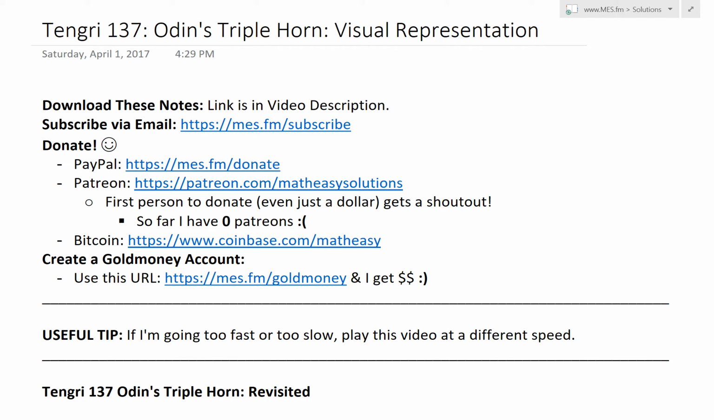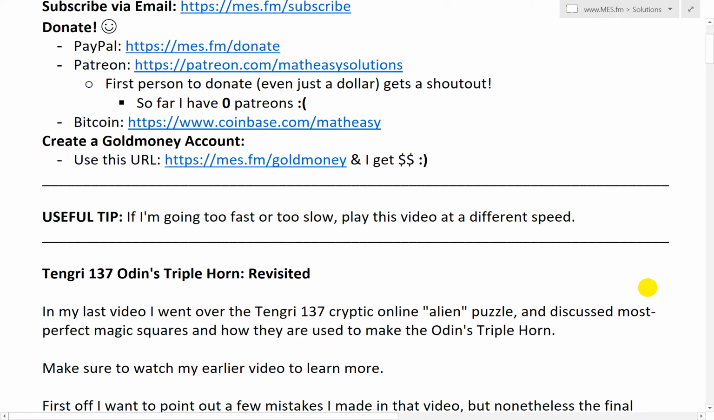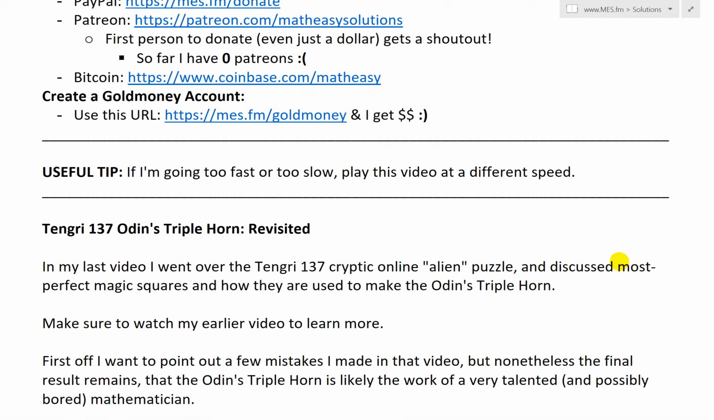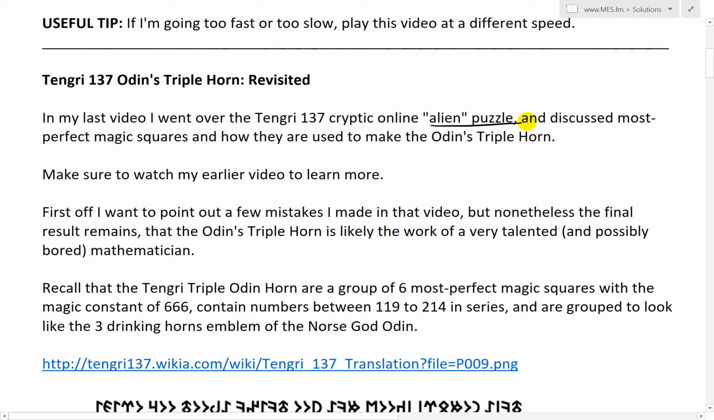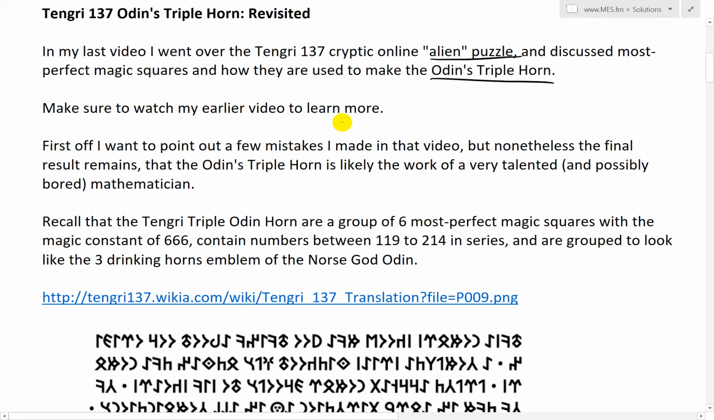To discuss further the Tengri 137, the online cryptic puzzle or series of puzzles, let's look at Odin's triple horn again and revisit it, and this time show a visual representation of it, and also the basis for which I believe it was formed. In my last video I went over the Tengri 137 cryptic online "alien puzzle" and discussed most perfect magic squares and how they are used to make the Odin's triple horn. So make sure to watch my earlier video to learn more.